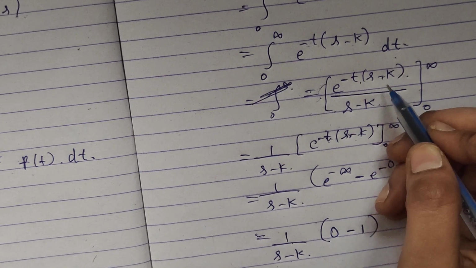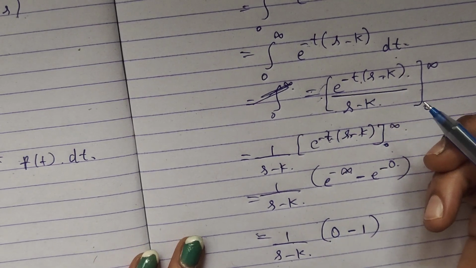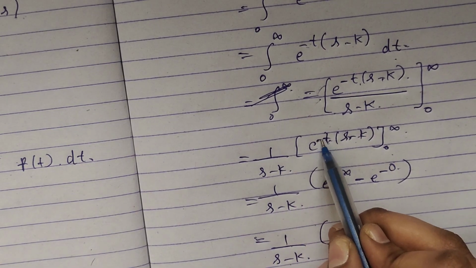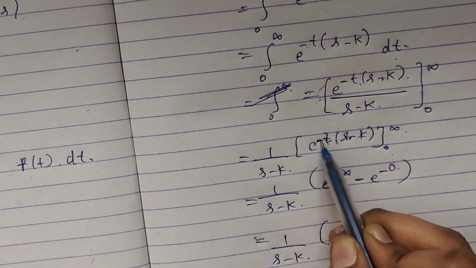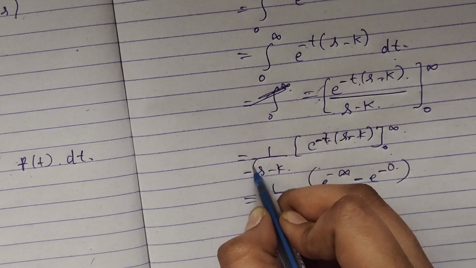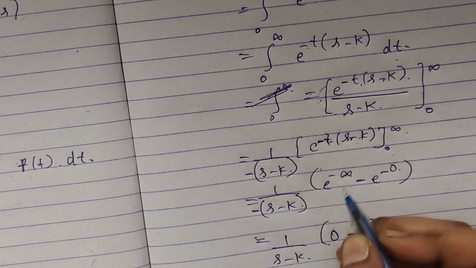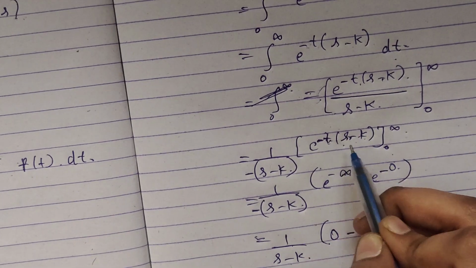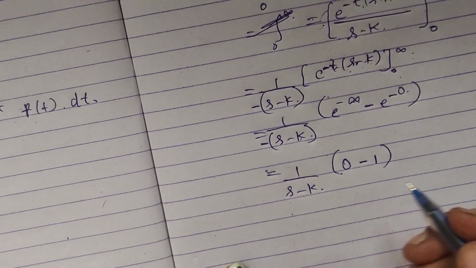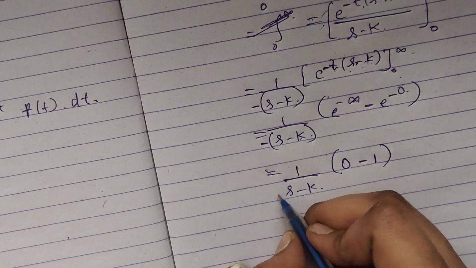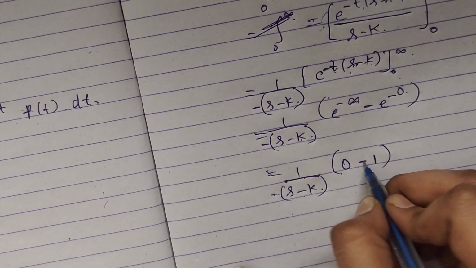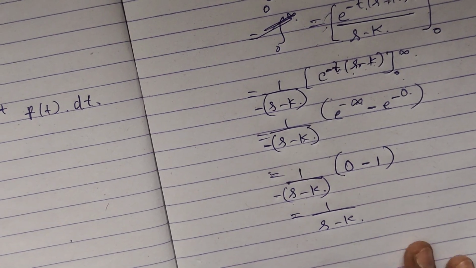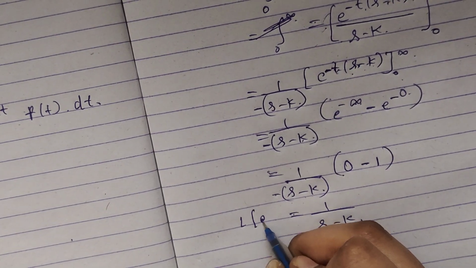Here we carry minus. Here the coefficient minus is there, so we have to carry on with this. So we got like this, minus of s minus k is the coefficient of t, so we have to take it in the denominator while we are integrating. This minus becomes plus, which is equal to 1 divided by s minus k. So we got the proof for L of e power kt.